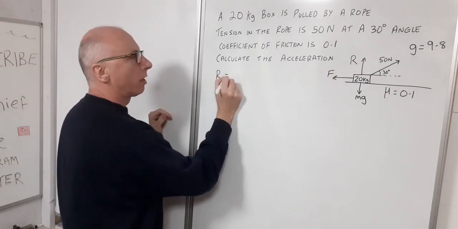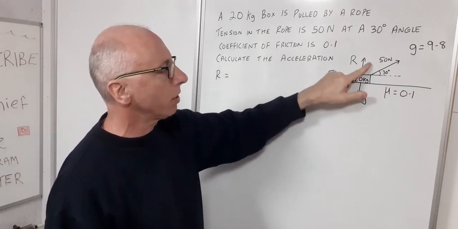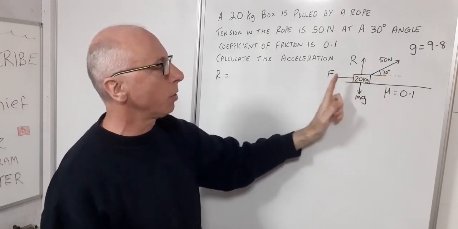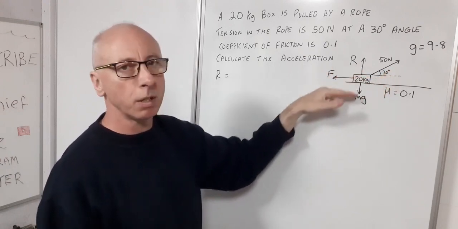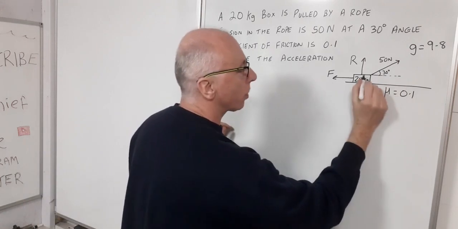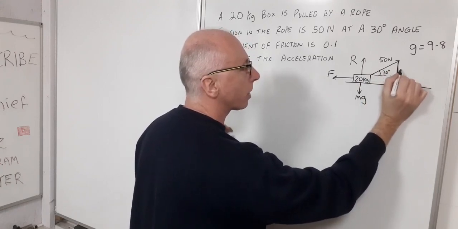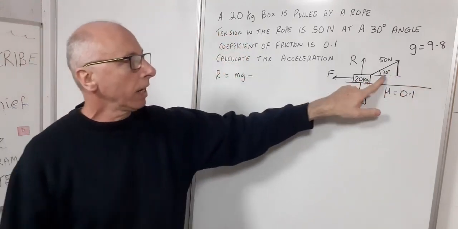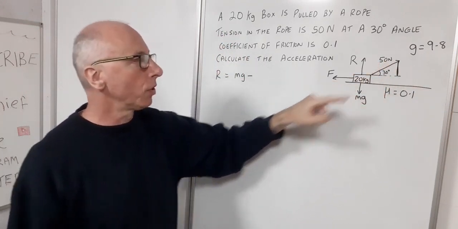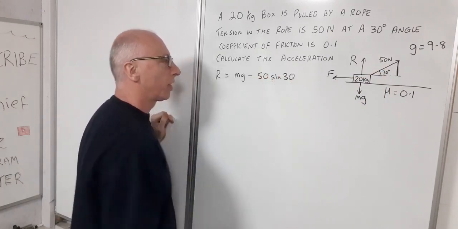So R will be mg, which is our mass times our gravitational constant, minus any vertical force coming from here. As it's not moving upwards, it's moving across, they should be equal to each other. So therefore we'll have mg minus the force acting in the vertical, which we can calculate by calculating the length of this and its magnitude. As our angle here is 30 and it's opposite, that will be sine of 30 times the magnitude of the force, which is 50. So that's minus 50 sine of 30.